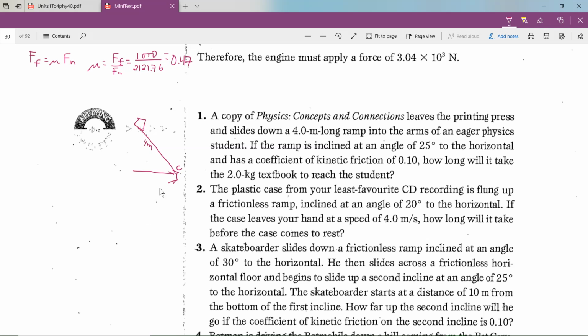If the ramp is inclined at an angle of 25 degrees, so here's my angle of incline to the horizontal, and has a coefficient of kinetic friction of 0.1, so mu equals 0.1, how long will it take the 2-kilogram textbook to reach the student?